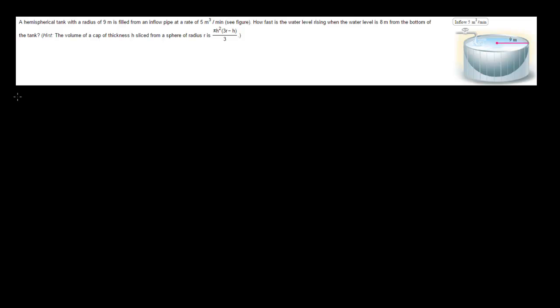All right, guys, we have a quick example here, a related rates problem. Section 3.11 if you're in the Briggs book, or section 3.7 if you're in the Larson book. Now we have a hemispherical tank with a radius of 9 meters. It's filled at a rate of 5 meters cubed per minute. How fast is the water level rising when the water level is 8 meters from the bottom of the tank?